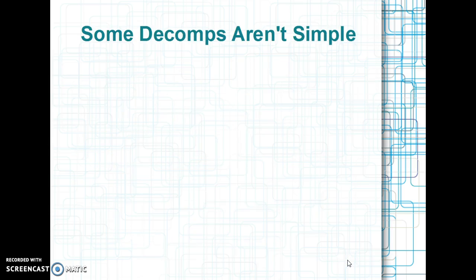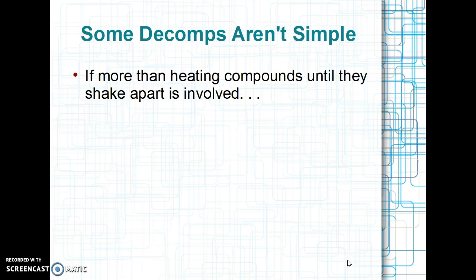But some decompositions are not simple. If more than just heating the compound until it shakes apart is involved, it's not simple. For instance, we've studied potassium chlorate, and all metal chlorates, if you heat them, what you get is potassium chloride and oxygen gas. And since we have oxygen gas, the element, on one side, and a compound of oxygen on the other, we really understand that's not a simple decomposition.